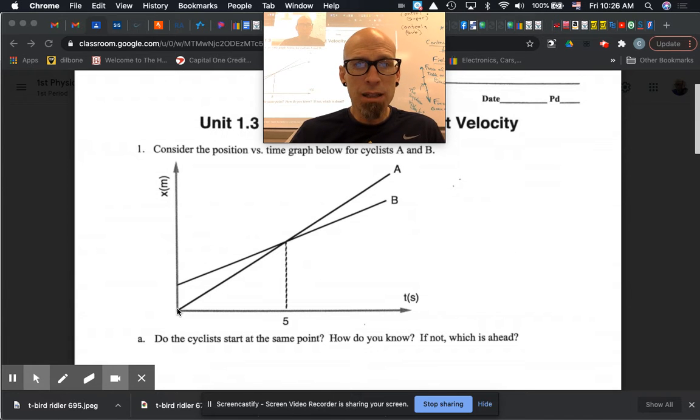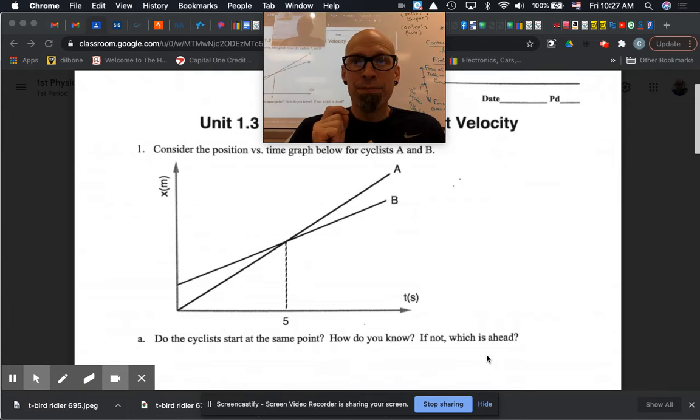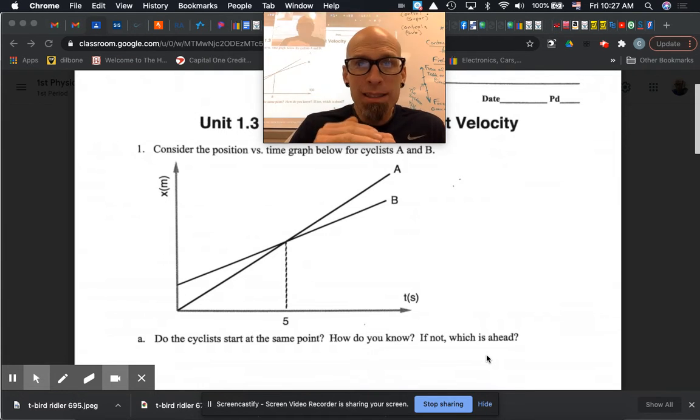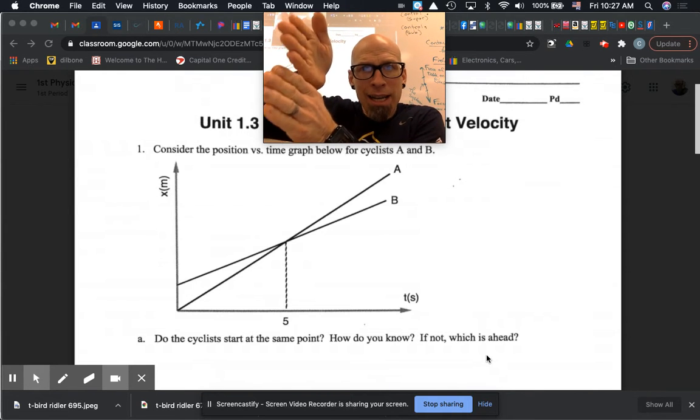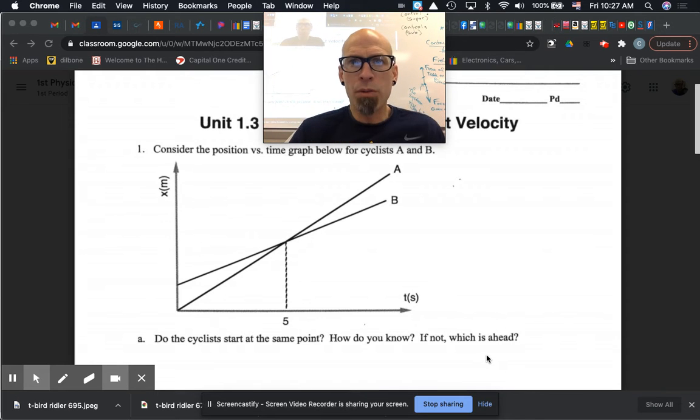Because B is higher up on the position axis, which means it has a y-intercept that's not 0. So it is further ahead of A. Now, here's the thing. B is above A on the graph, but don't say that B is above A, because to me that sounds like cyclist B is riding on top of cyclist A. That would be uncomfortable. So we don't use above or below when we're talking about motion.